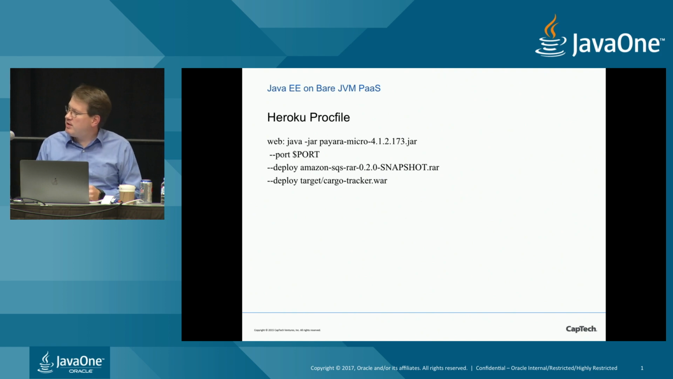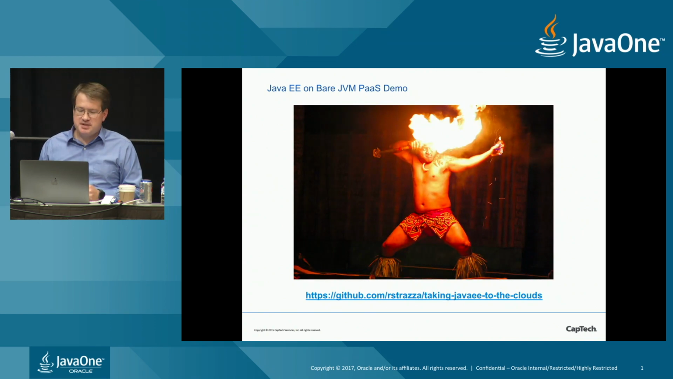I deploy the RAR file, and then I deploy the tracker war. As you can see, I've got target/cargo-tracker.war, so I'm pulling the code that it built. I pushed it, it built the code, the war file is in the output, and now I run it. And that's basically the demo.